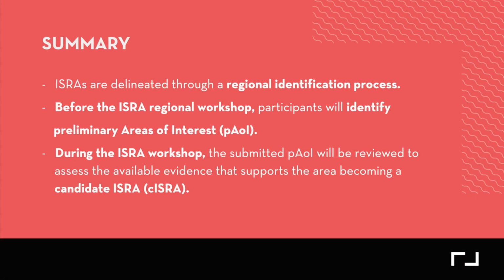In summary, ISRAs are delineated through a regional identification process, including a regional workshop. Before the ISRA regional workshop, participants will identify preliminary areas of interest. During the ISRA workshop, the submitted preliminary areas of interest will be reviewed to assess the available evidence that supports the area becoming a candidate ISRA.